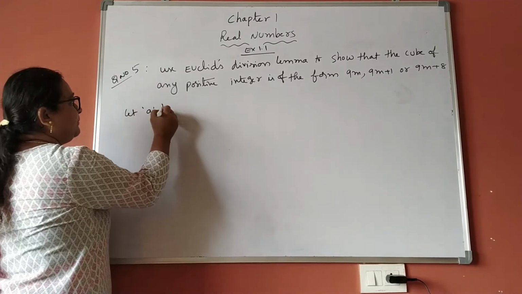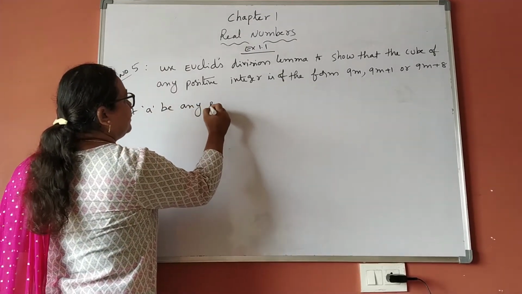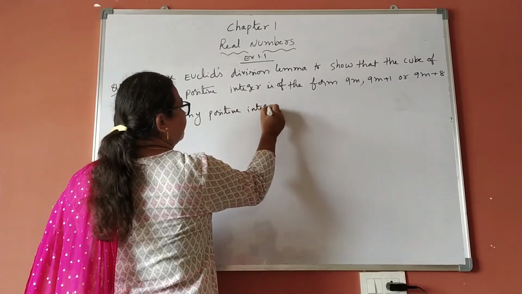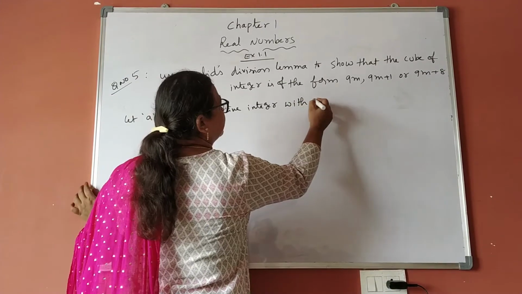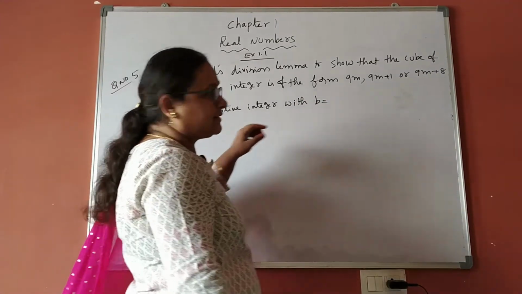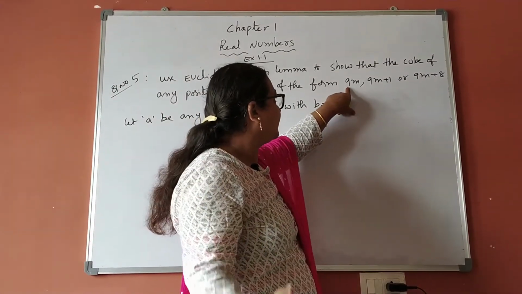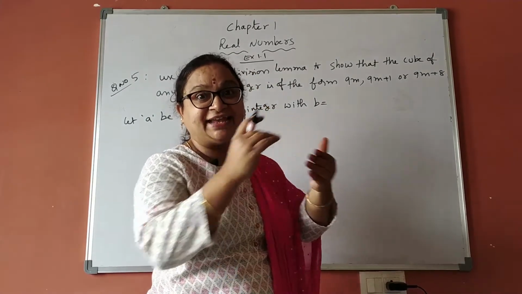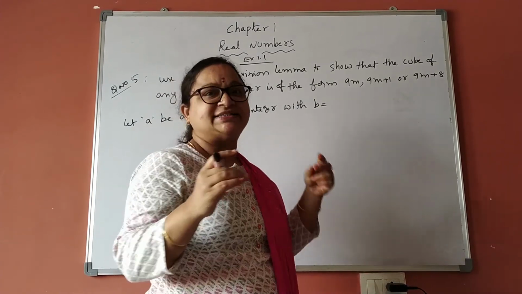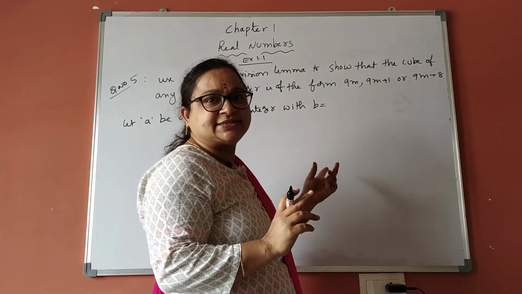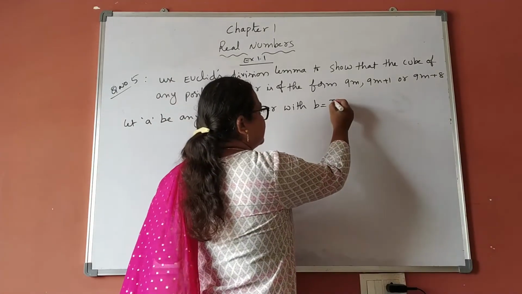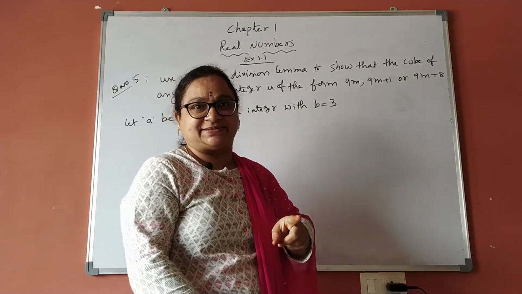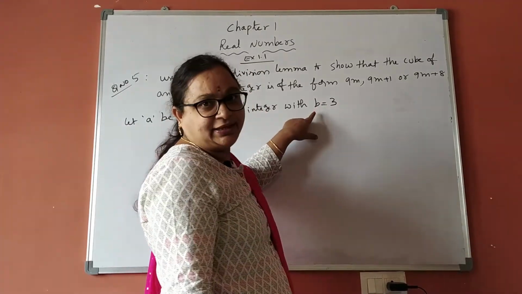Let a be any positive integer with b is equal to... By seeing this sum, actually you will get the idea as b 9. If you take b 9, you will have 9 cases, children. That is why, because 9 is a multiple of 3, in this case b we will take it as 3.